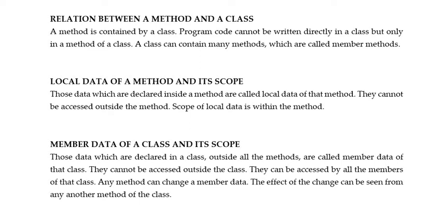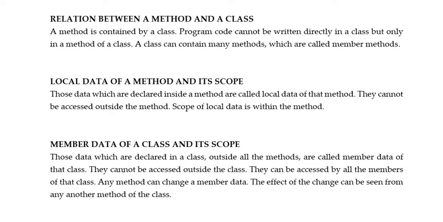Local data of a method and its scope. That means the brackets which are used to enclose the code of a method. Inside it, whichever variable is declared, that variable is called local data of that method. Those variables cannot be accessed outside the method. The scope, that means the availability, the opportunity of accessing those local data, is limited within the method. The curly braces enclose the code and the variable's scope.